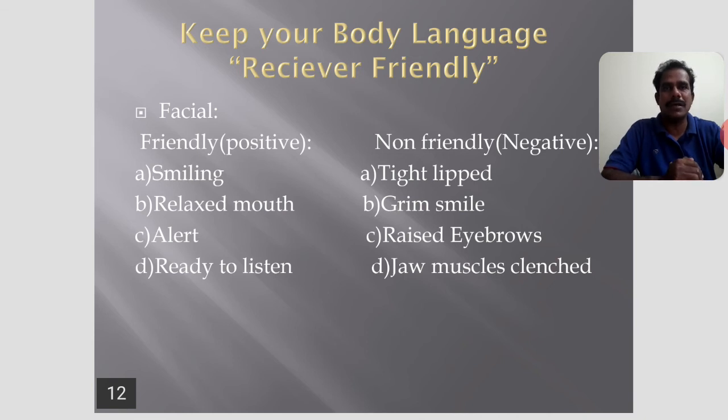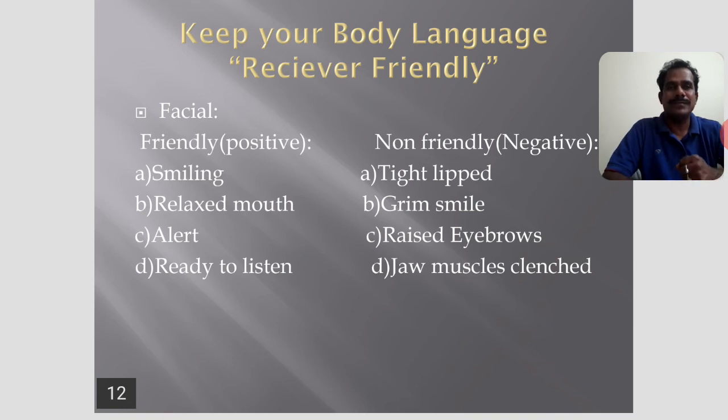That's important. Facial friendly, receiver friendly is very, very important. Facial expressions can be friendly or non-friendly. For example, friendly is positive, non-friendly is negative. A smiling face is friendly, and a relaxed mouth is friendly. Grimacing teeth is not. An alert face and a tilted head are points of being ready to listen. These are all friendly and positive body language.